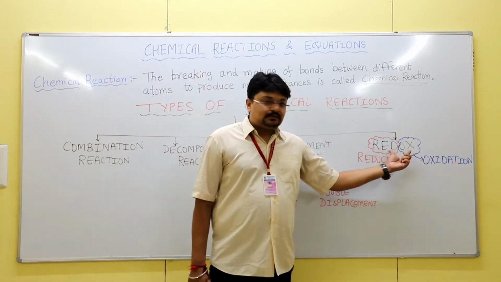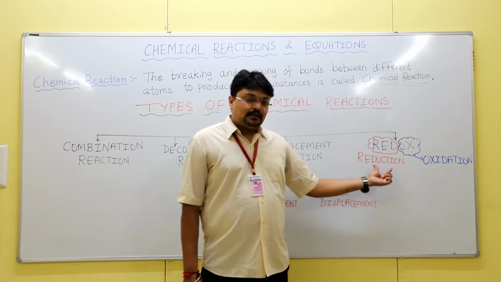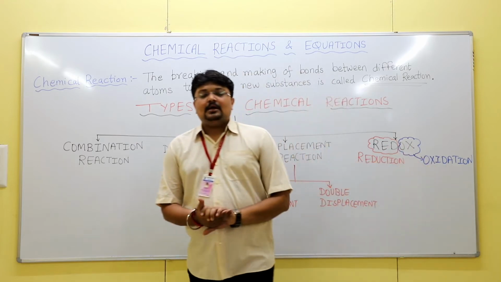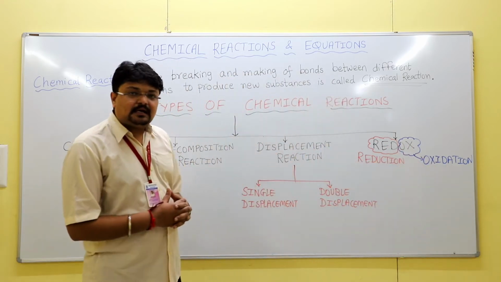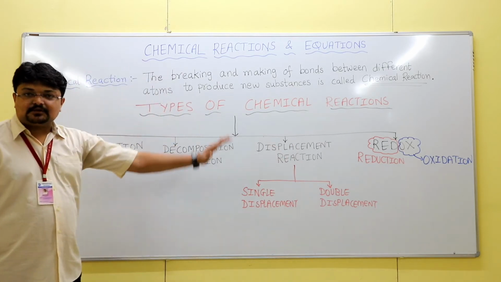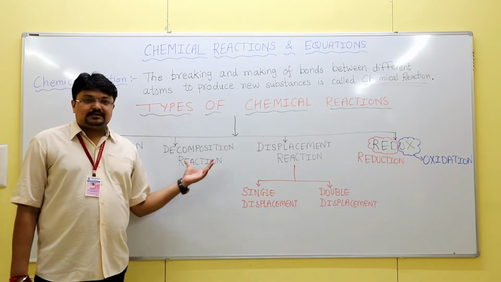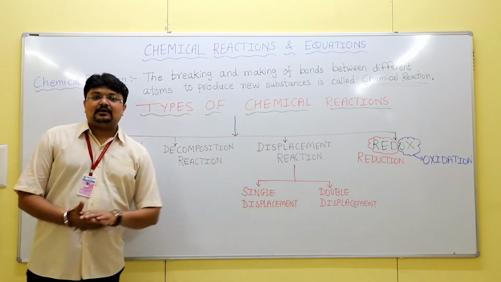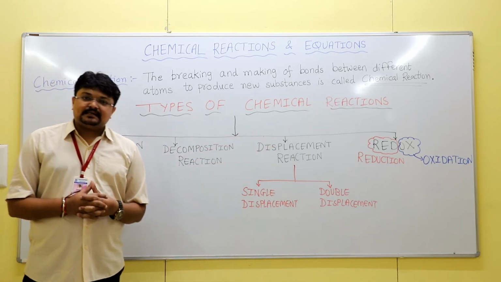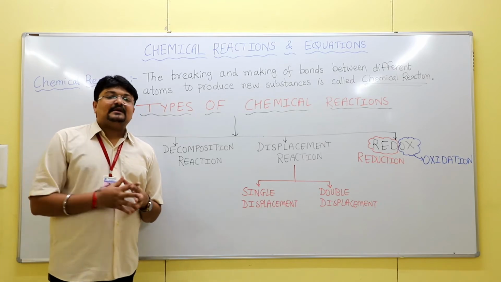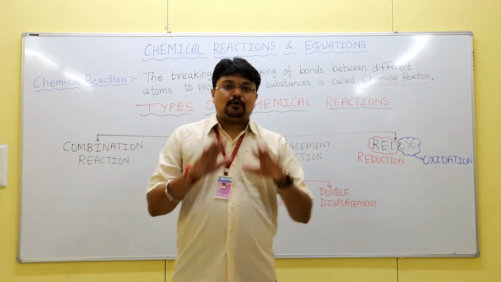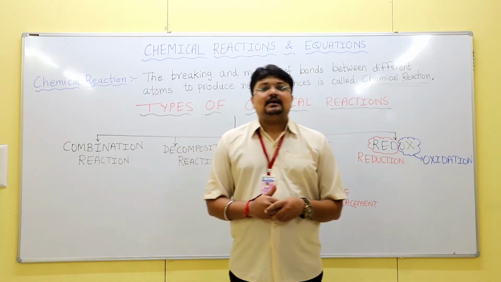Even the word redox means, red means reduction and ox means oxidation. So all these types of chemical reactions we are going to understand inside this topic. What is combination reaction? What is decomposition reaction? What is displacement reaction? What is redox reaction? What are the different characteristics of these reactions? What are the different examples of these chemical reactions? All these things we are going to discuss inside this topic.